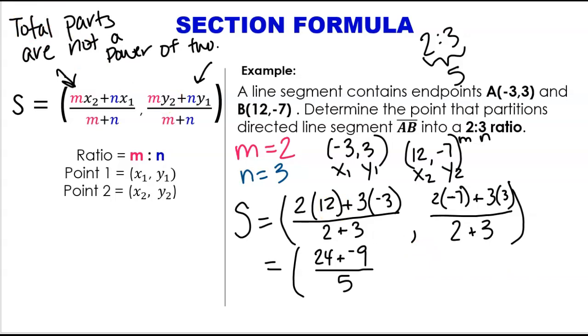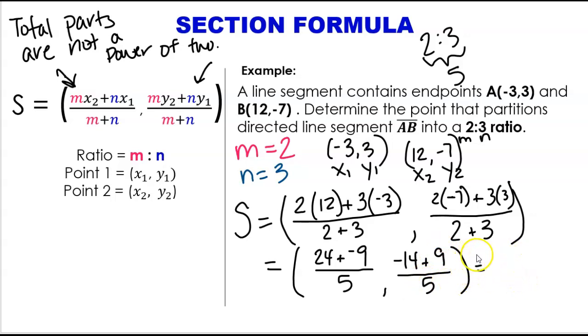Hold on one second. Okay, I wanted to make sure that I don't run out of room. So I'm just going to move things over a little bit, okay? So now over here I have 2 times -7, which is -14, plus 3 times 3, which is 9. And then that is over 5.